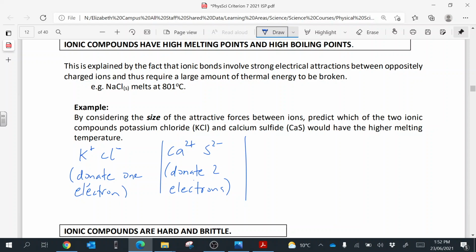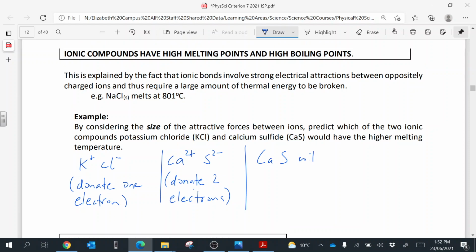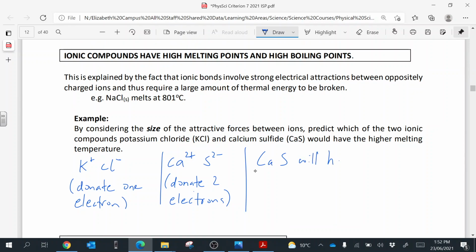Okay, so we can see here that because 2 electrons are donated, the attractive forces are going to be stronger because of the greater number of electrons being donated. So CaS will have a higher melting point.